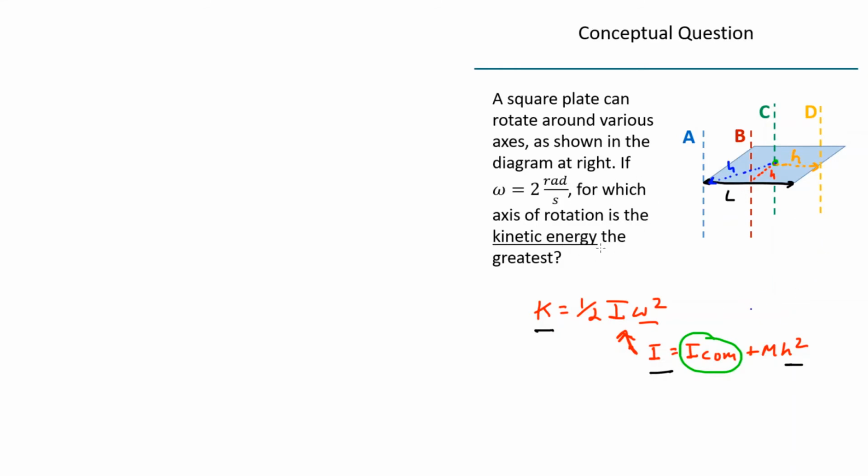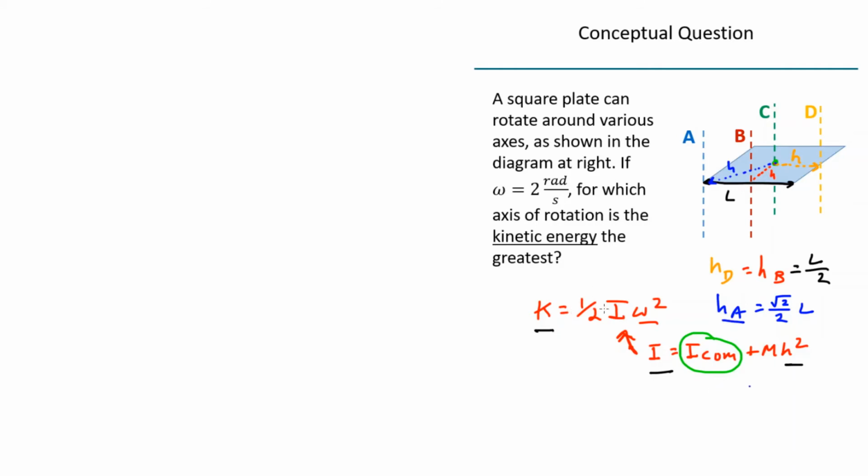Well, this H for D is the same as H for B. And these both just equal L over 2. They're both half the side length of this square. H for A, well, this is a diagonal of this square. So this is going to be root 2 over 2 times L. So it's going to be a little bit bigger than these.